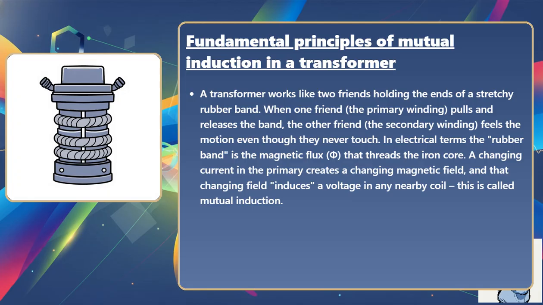In electrical terms, the rubber band is the magnetic flux phi that threads the iron core. A changing current in the primary creates a changing magnetic field, and that changing field induces a voltage in any nearby coil. This is called mutual induction.